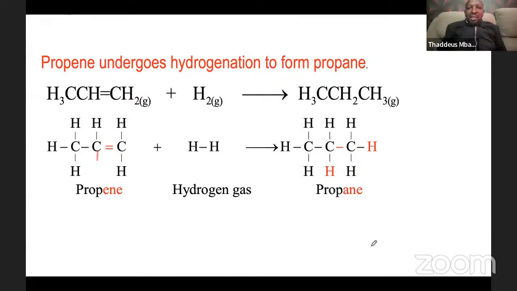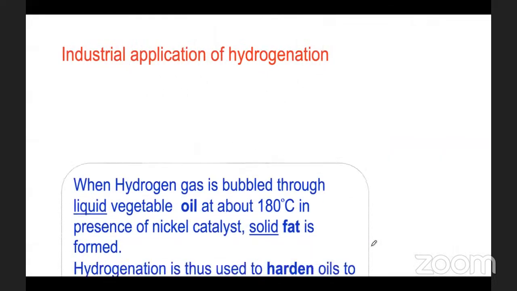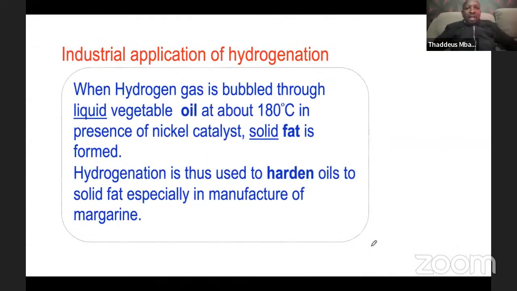Does it make your work easy? Industrial application of hydrogenation: when hydrogen gas is bubbled through liquid vegetable oil at about 180 degrees Celsius, in presence of nickel, solid fat is formed. Hydrogen is thus used in converting oils to solid fat, especially in manufacture of margarine.